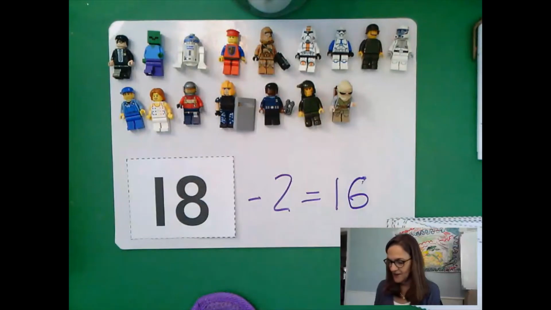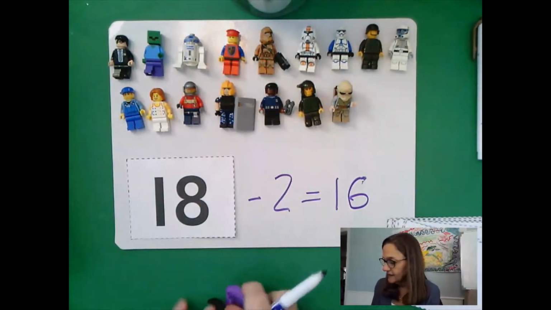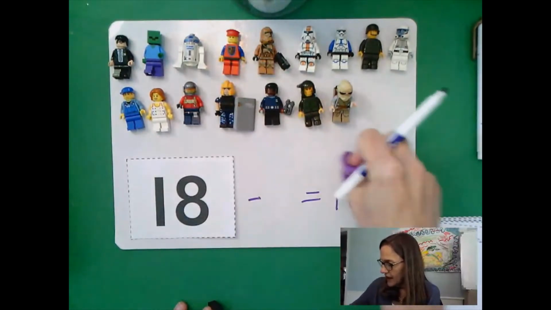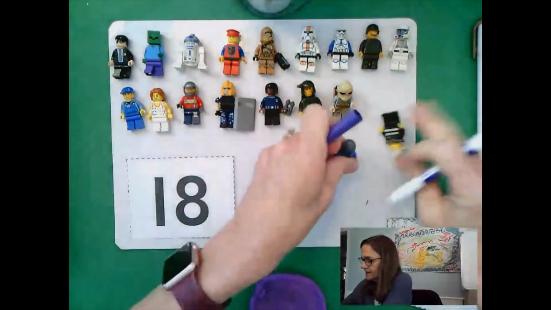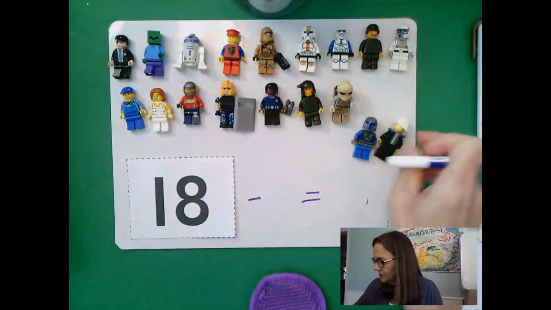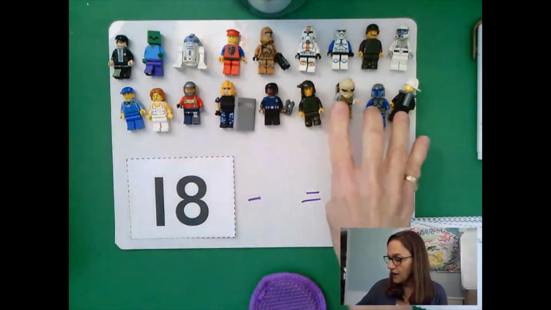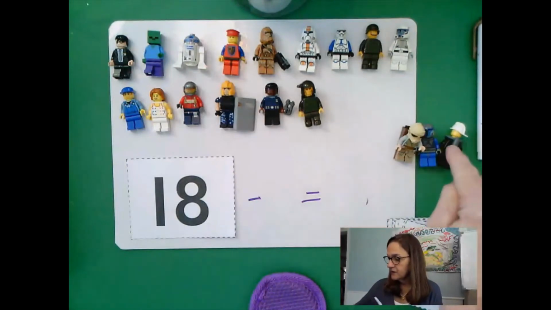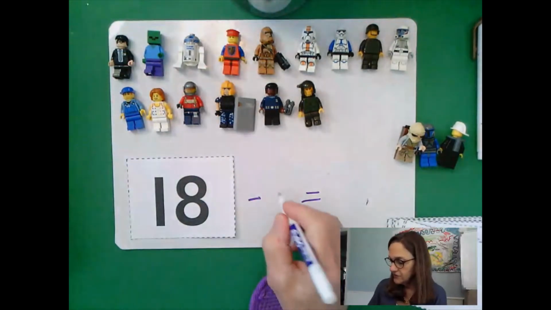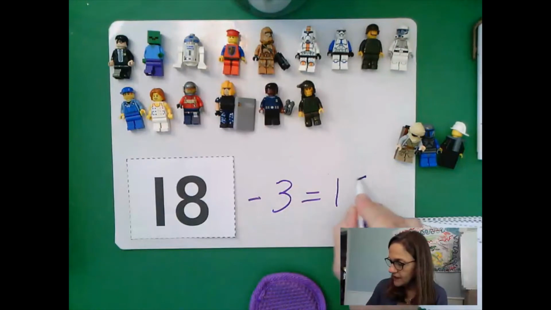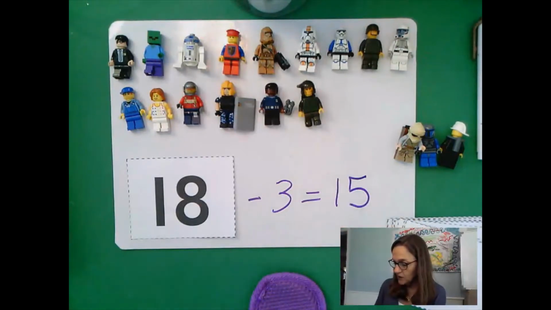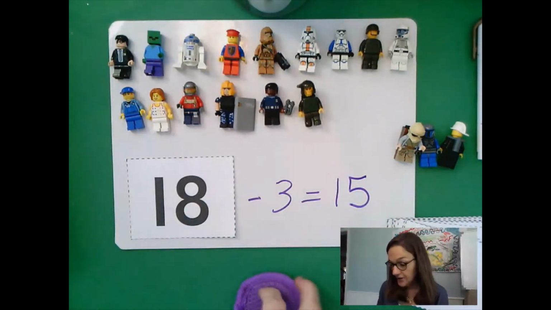16 Lego characters. If we had 18 Lego characters and I take away, there's my 18, oops, he's on his face, that's okay. If I have 18 Lego characters and I take away 3, 17, 16, 15. Now I only have 15. See how I'm counting backwards? We can do the same thing on a number line, you know.